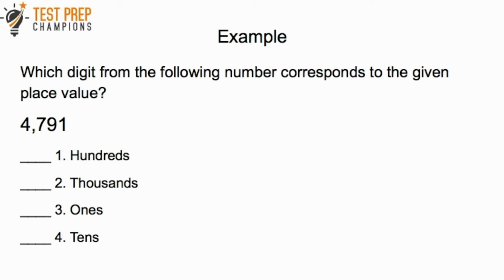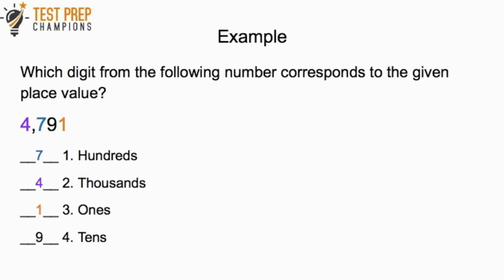Which digit from the following number corresponds to the given place value? 4,791. So I'd like you to tell me which of these numbers is in the hundreds place, which is in the thousands, which is in the ones, and which is in the tens. So pause the video, try this out, and then we'll go over it. Okay, so in this example, 7 is in the hundreds, 4 is in the thousands, 1 is in the ones, and 9 is in the tens.